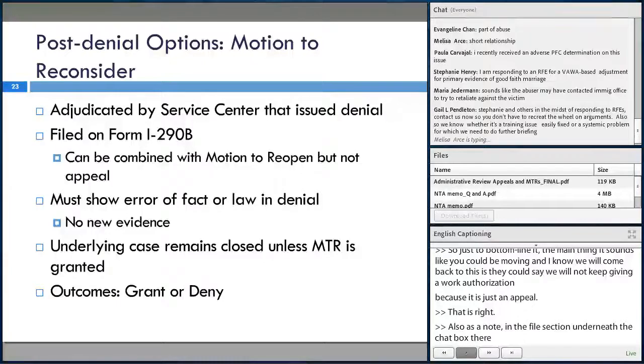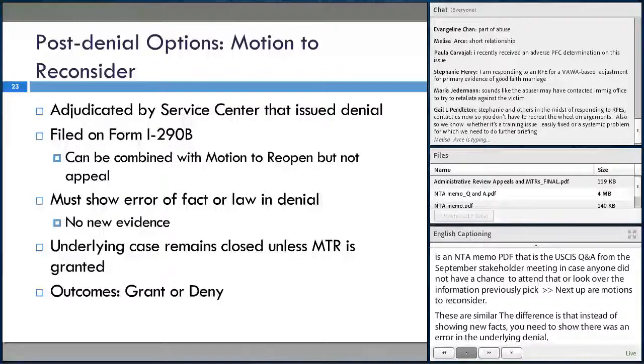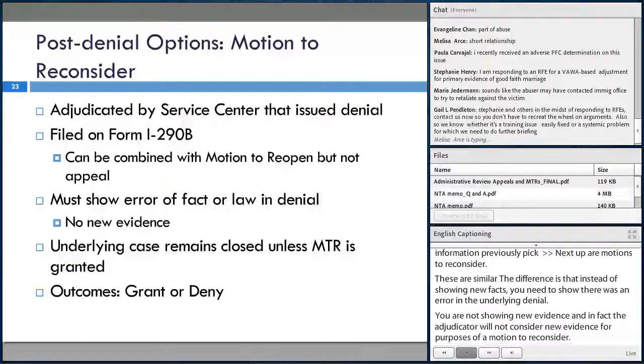So in case anybody didn't have a chance to attend that or to look over the Q&A previously, it's there. Okay. Next up, motions to reconsider. So these are quite similar to the motions to reopen. The difference is that instead of showing new facts, you need to show that there was an error in the underlying denial. So you are not showing new evidence, and in fact, the adjudicator will not consider new evidence for purposes of a motion to reconsider. You're essentially saying that the record, your submission, was sufficient in and of itself, and that they made a mistake in their consideration of the evidence and the law in their denial. But otherwise, it is essentially the same in terms of the nitty-gritty as a motion to reopen.